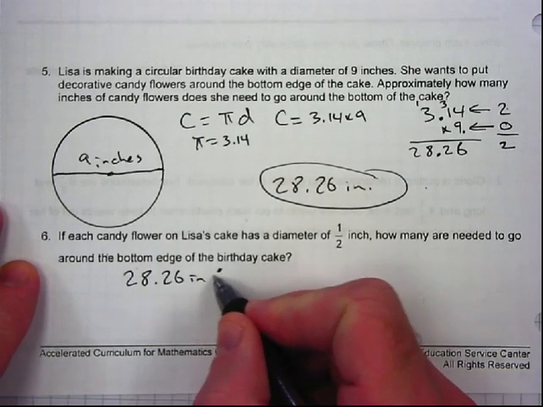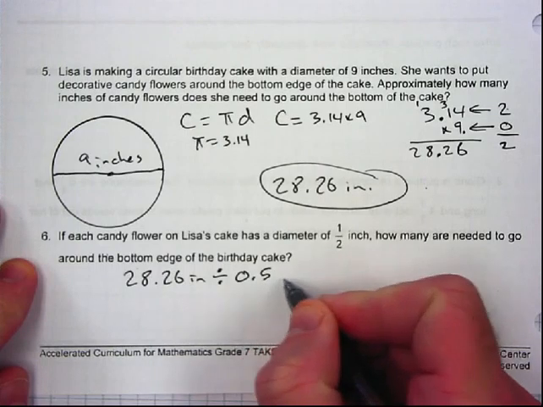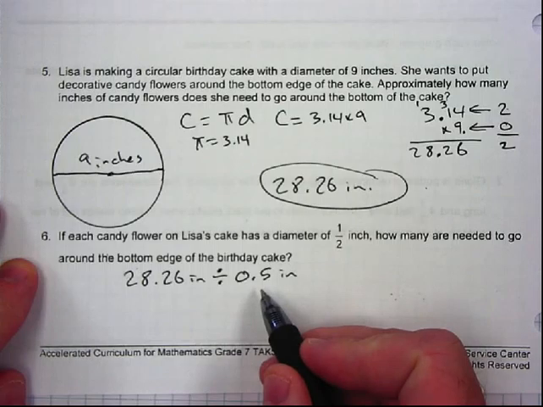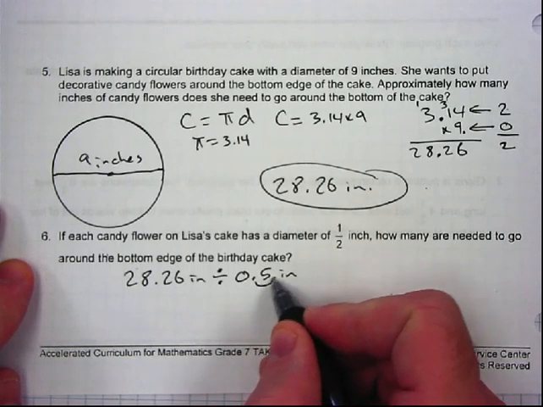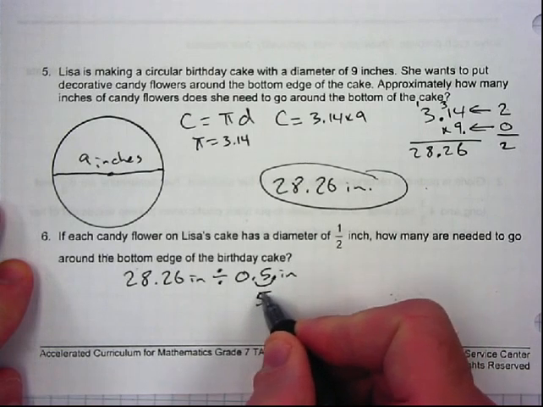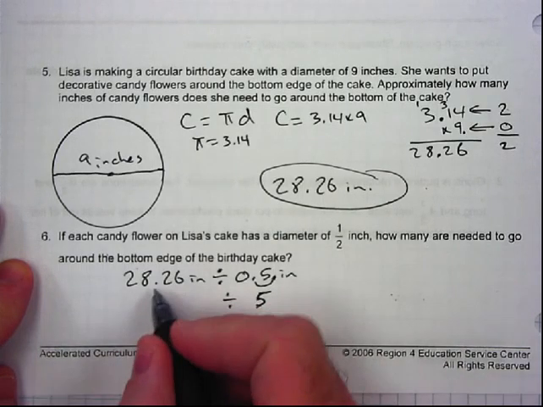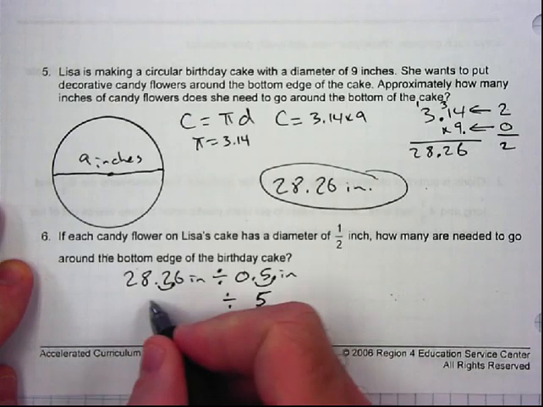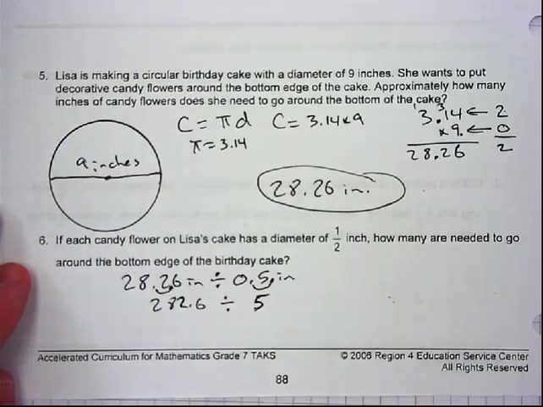So we're going to be dividing by half, but since I have a decimal, I want to represent 1/2 as 0.5. So dividing by 0.5 inches per flower. Now, anytime we're doing decimal division, we want our divisor to be a whole number. So I need to move this decimal 1 place to the right and make that 5. But whatever I do to my divisor, I have to do the same thing to my dividend. So I need to move this decimal 1 place to the right. So my dividend is now 282.6. And my number sentence will be 282.6 divided by 5.